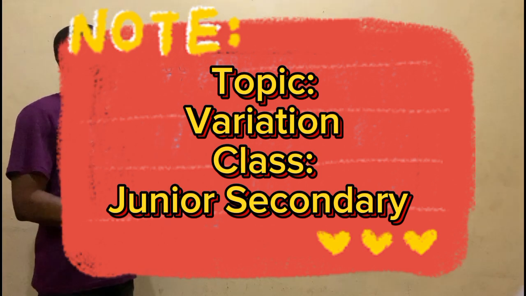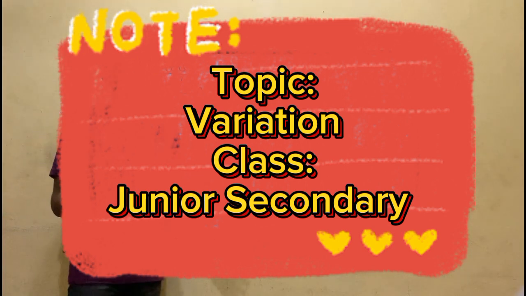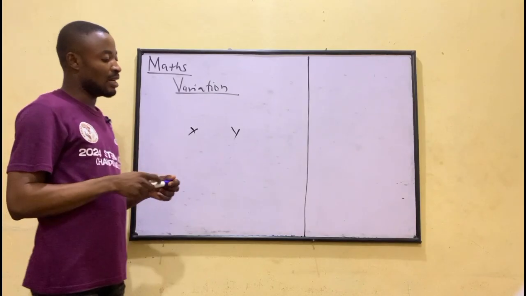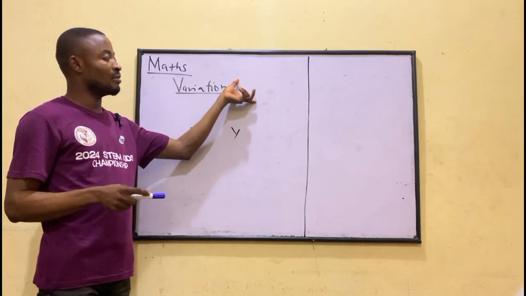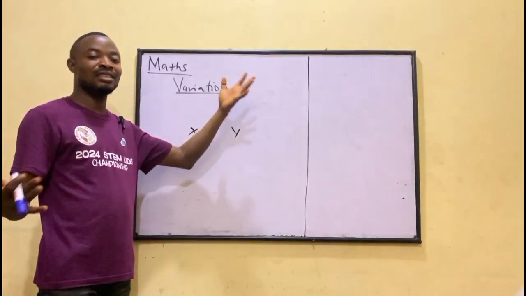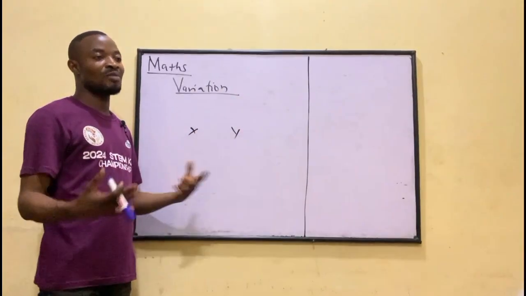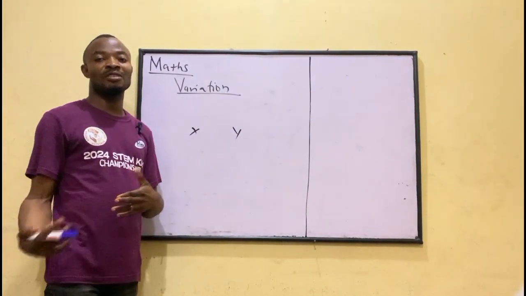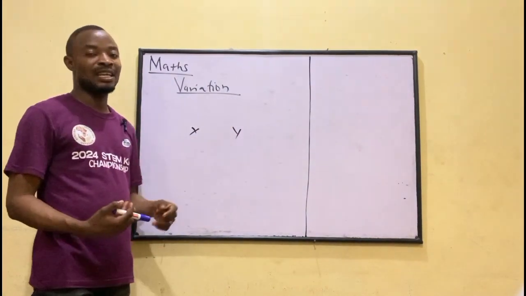Now, when we talk about variation, we're looking at the relationship between two quantities or two variables, or two or more variables. So we want to know how, let's say, x relates with y. That is where this term variation comes in. At some level in mathematics, we call variation proportion. So I'm relating two or more different quantities and knowing how the increase in one can lead to a decrease in the other, or a decrease in one leading to an increase in the other.